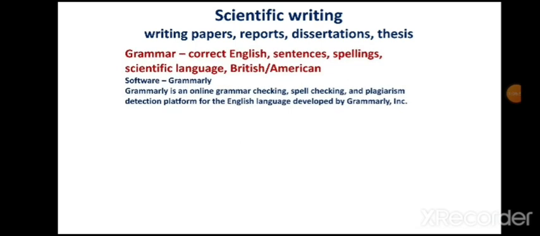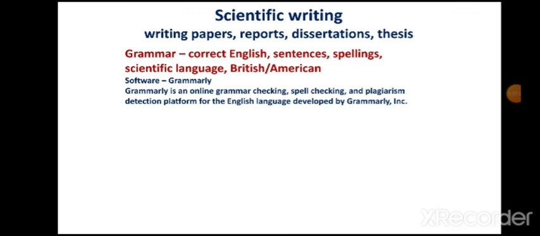You need to write using grammatically correct English and concise sentences. You need to avoid spelling mistakes. You need to make use of scientific language. What is that scientific language? You will get acquainted, as I said: you go through several research papers, you read those research papers, you will get an idea of what exactly this scientific language is. You can make use of British. We generally follow British English or American.